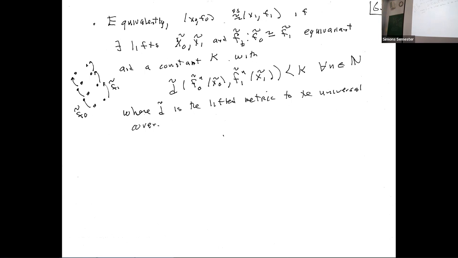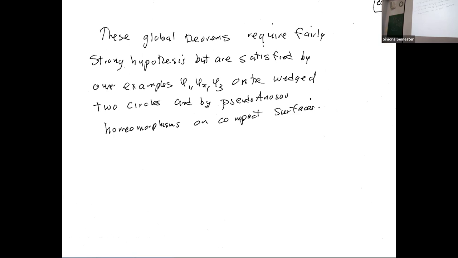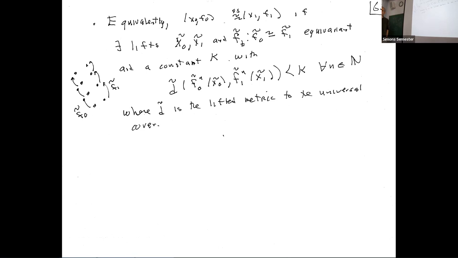It's like shadowing, but it's now in the covering space. That's why it's called global shadowing. The shadowing constants are arbitrarily large. It's not like a small perturbation itself. All right, so this is global shadowing, and it's going to turn out to be the generalization to general orbits of Nielsen equivalence, as we'll see in a bit.